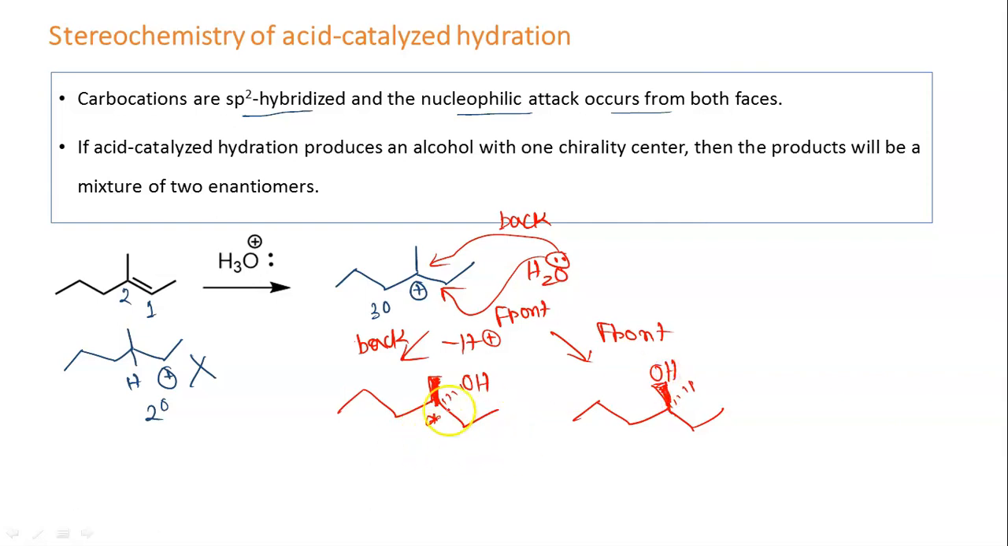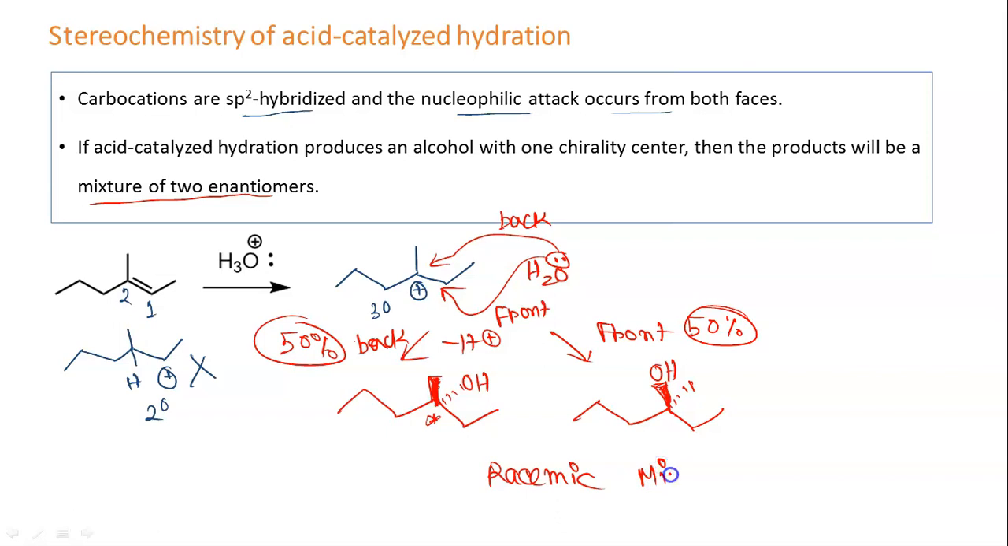Okay, so equal probability means that this chiral center that is generated will be a mixture of 2 enantiomers, because both have a probability of 50%. So that is why it will be a racemic mixture. So this is a generation of one chiral center.